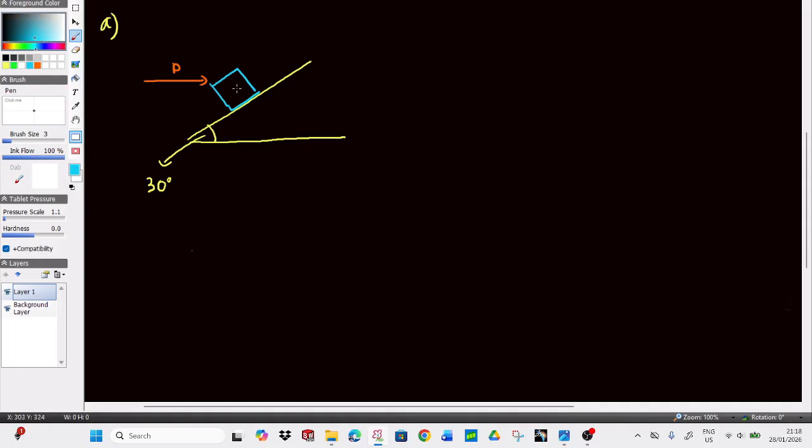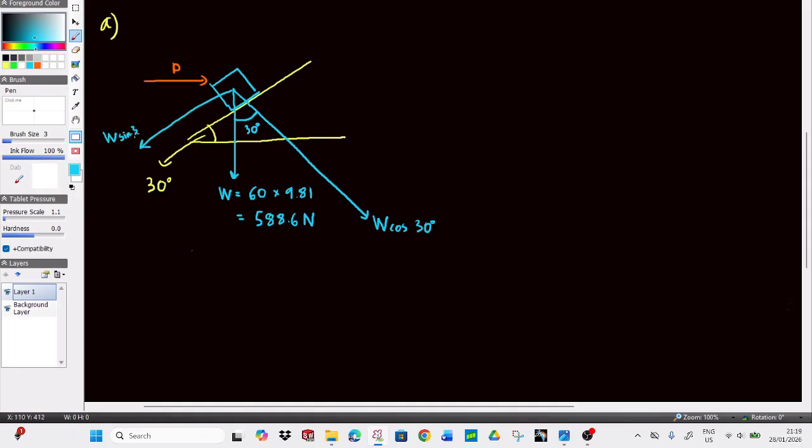This crate also has a weight. Don't forget it. So the weight of the crate is what? It's basically 60 kg times 9.81 meters per second squared. So 60 times 9.81 is 588.6 newtons. And of course, you'll have a component, W cos 30, because the angle that it makes here is 30 degrees. And then you also have another component going down the slope as W sin 30 degrees.